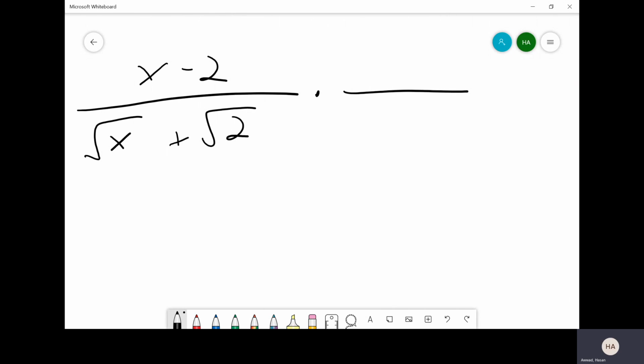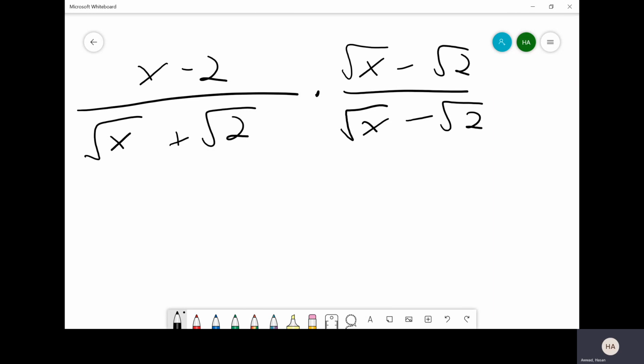So we're going to keep the terms the same, square root of x, square root of 2, but we're going to flip the sign. We're going to say minus in between. And whatever we do to the bottom, we also have to do to the top, right? So square root of x minus square root of 2.